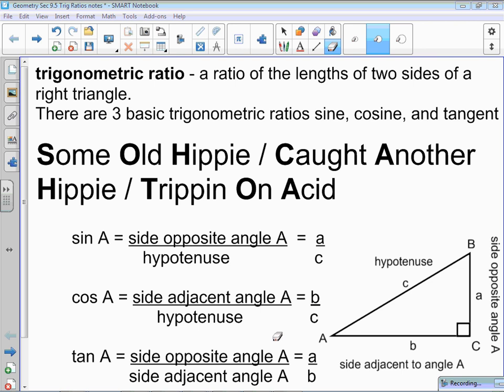And then for tangent of angle A, it's the side opposite of angle A, which is the A, over the side adjacent, which is the B. So that's the tripping on acid part of the acronym. T for tangent, O for opposite, A for adjacent. So tangent is opposite over adjacent. All right. So, questions there so far, anybody?